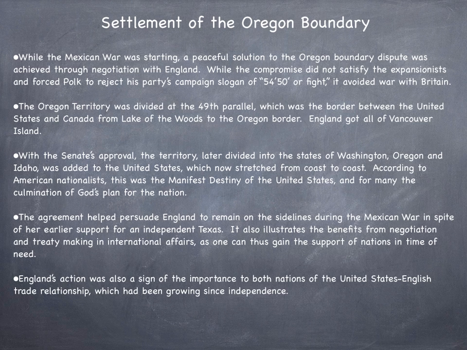According to American nationalists, this was the manifest destiny of the United States, and for many, the culmination of God's plan for the nation. The agreement helped persuade England to remain on the sidelines during the Mexican War, in spite of her earlier support for an independent Texas. It also illustrates the benefits from negotiation and treaty making in international affairs, as one can thus gain the support of nations in time of need. England's action was also a sign of the importance of both nations in the United States-English trade relationship, which had been growing since independence.